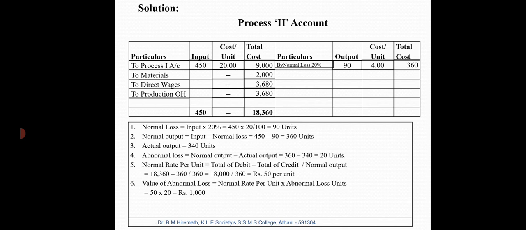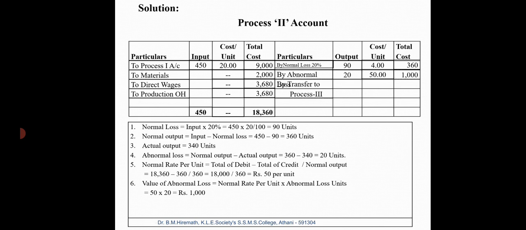Then number 6, value of abnormal loss is equal to normal rate per unit into abnormal loss units. Normal rate per unit is equal to rupees 50 into abnormal loss is 20 units is equal to 1000 rupees. So now record this in the process 2 account. By abnormal loss account, how many units? 20 units. Rate per unit is 50. So 20 units into rupees 50 per unit is equal to 1000 rupees.